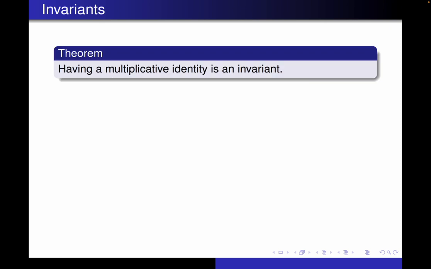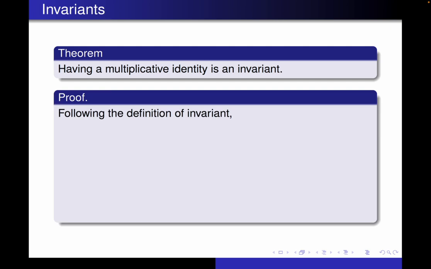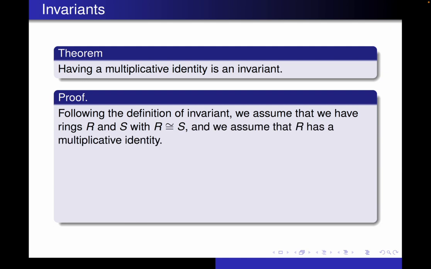So let's look at a particular invariant. It's going to be having a multiplicative identity. So our theorem is: having a multiplicative identity is an invariant. The definition of the invariant says that if you have two rings R and S with R isomorphic to S, we get to assume that R has the property. In other words, R has a multiplicative identity. And then we're going to show that S has a multiplicative identity.